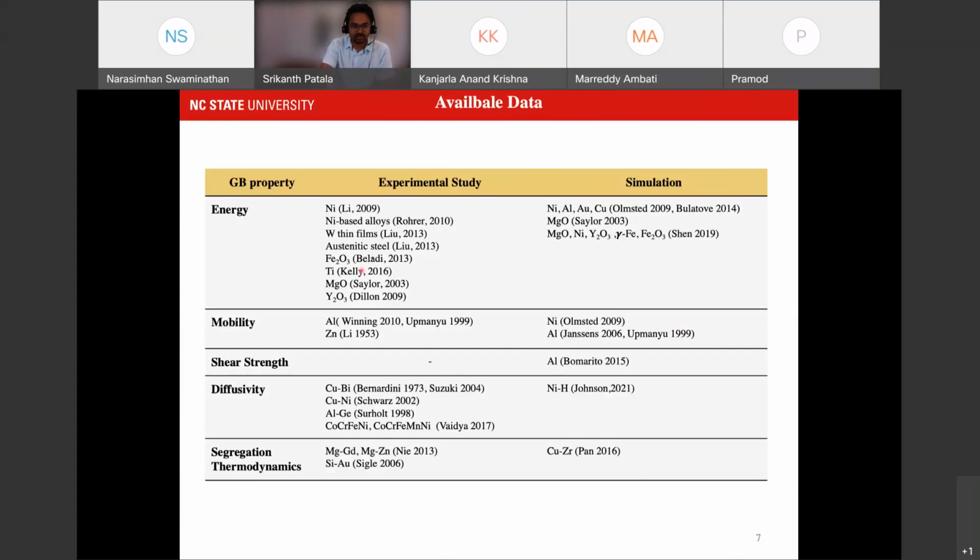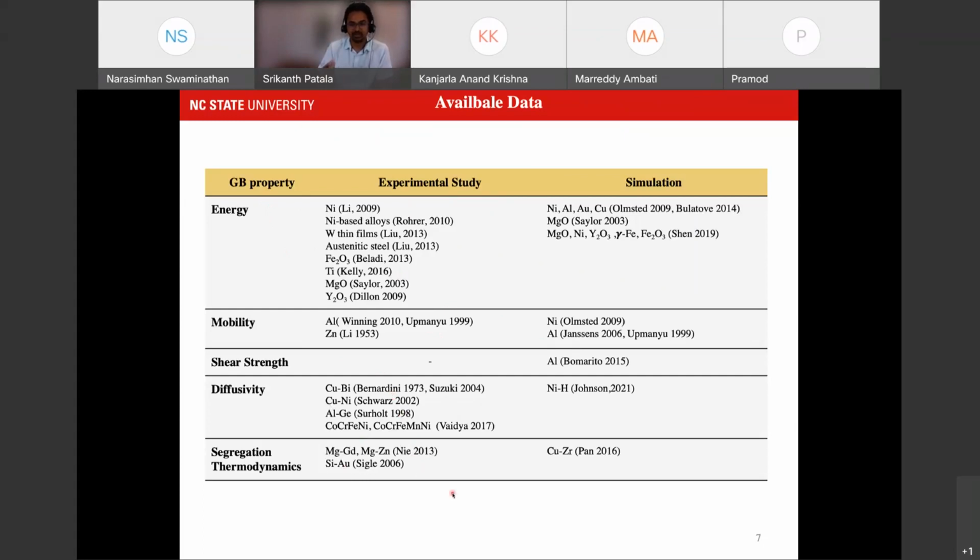Again, to motivate, I just have a summary of, I would say more recent, let's say in the past couple of decades, a collection of various properties of interfaces that have been measured, specifically grain boundaries. Energy is a very common property that is measured, which we can correlate to microstructure evolution. Mobility is another slightly more complex property that can be measured experimentally and using simulations as well. And then, again, correlating to the kinetic properties, diffusivity, and correlating to thermodynamic stability, which is segregation thermodynamics.